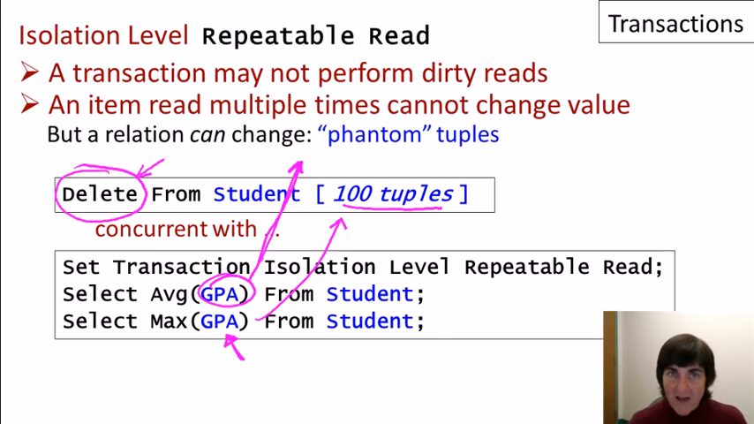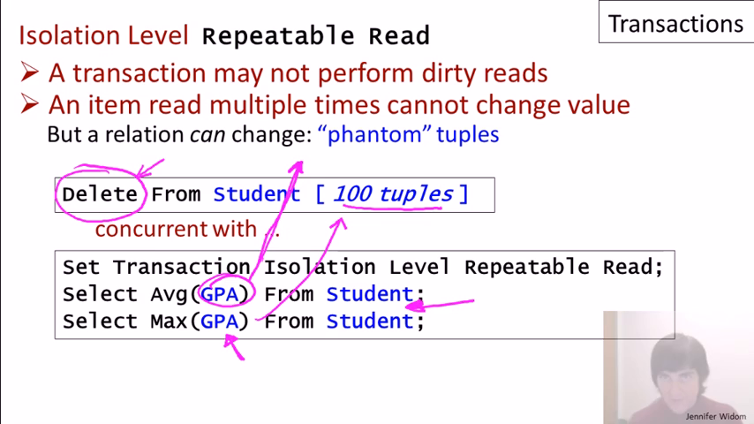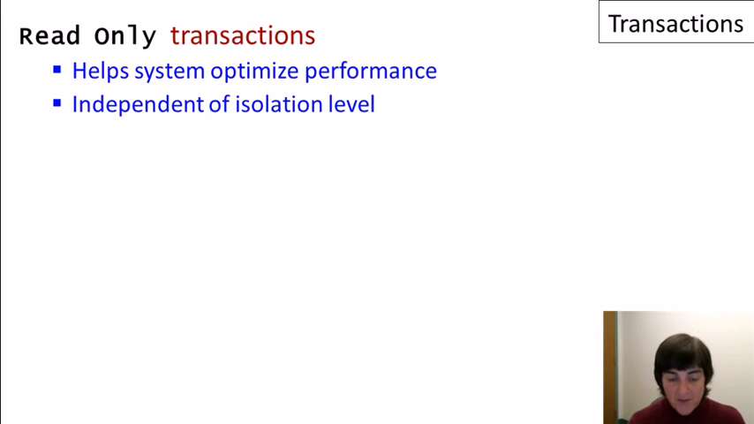So in summary, we may have phantom tuples appear between two reads of the same relation in a repeatable read transaction, but we won't have tuples disappear from the relation in between two reads of it. So that completes our three isolation levels. In addition to serializable, we had at the weakest read uncommitted, then read committed, and then repeatable read.